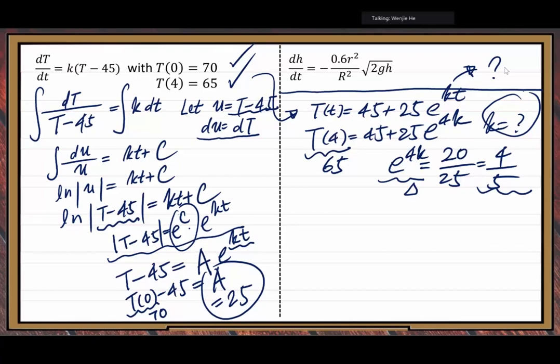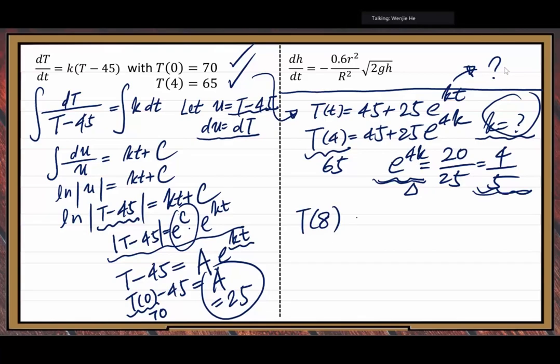Remember, we did this before: when you calculate an explicit value for k, you may have certain error. Here, we want to avoid that error, so we do not do that calculation. We keep e to the 4k equals 4/5. Now let's go to our destination, because our goal is to calculate T of 8.